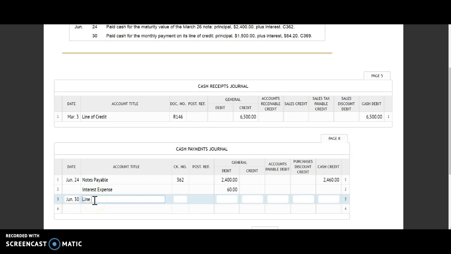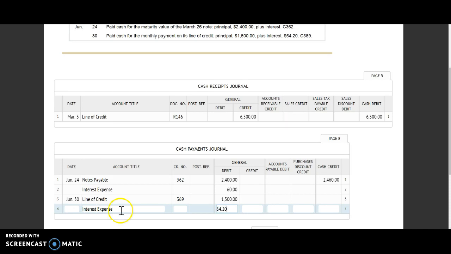So right now we're going to debit our line of credit. 369 was the check. Okay, the line of credit principal was $1,500. And then it told us our interest was $64.20. So that's going to be our interest expense, $64.20. Okay, now we need to put in our cash credit. Our cash credit, then we're simply going to add those two numbers together. So $1,564.20.